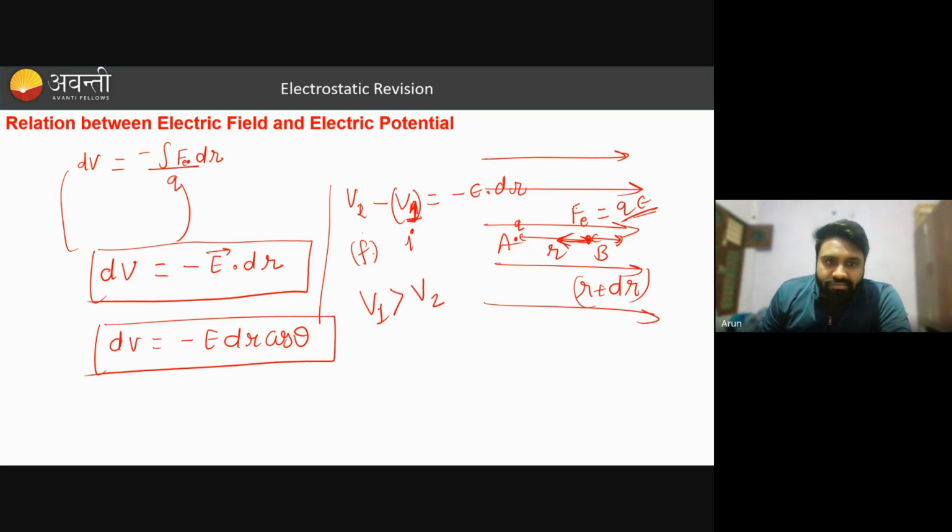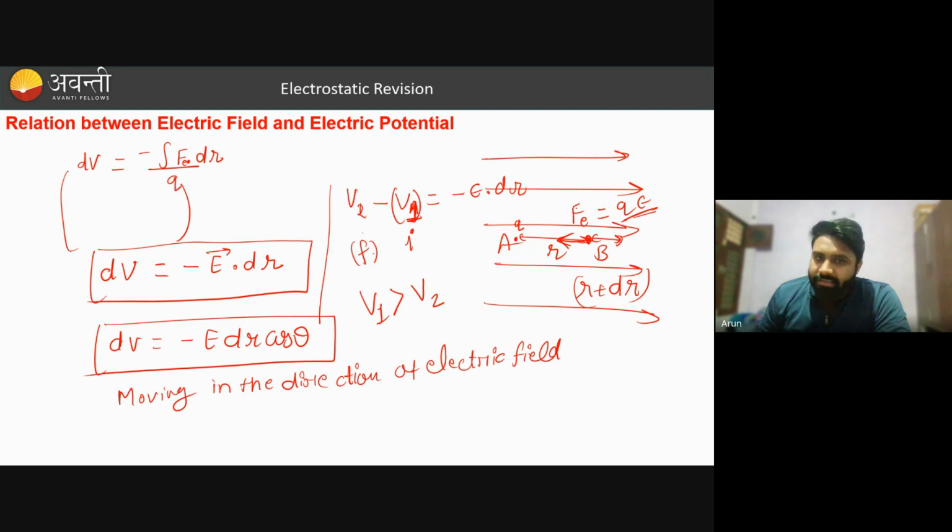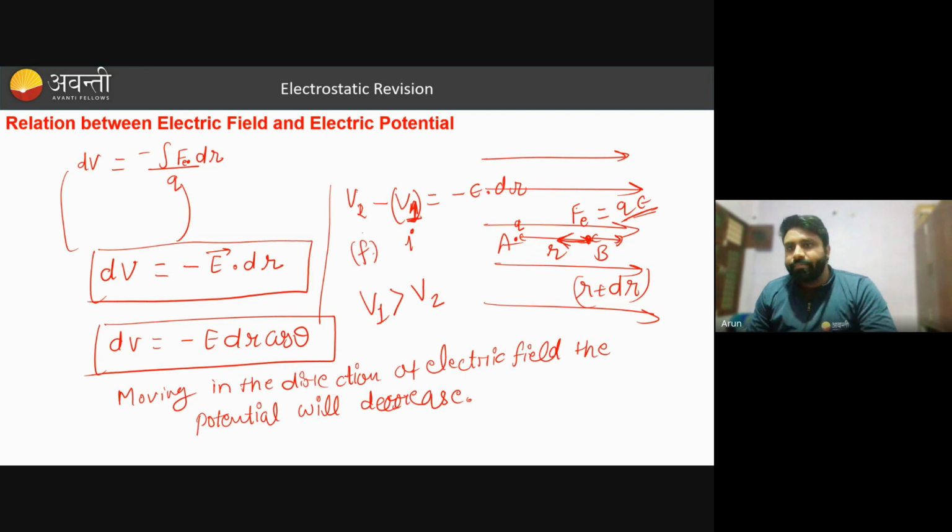This is a very important line. Moving in the direction of electric field, the potential will decrease. Very important line, keep remembering it.